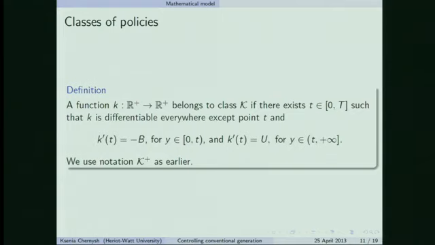This is another class, a class of deterministic functions. These functions are just piecewise linear functions which have one minimum, so they go down at the rate minus b, and then they go up at the rate u. Why do we use these functions? Actually, the minimum of our cost functional will be attained at these functions.